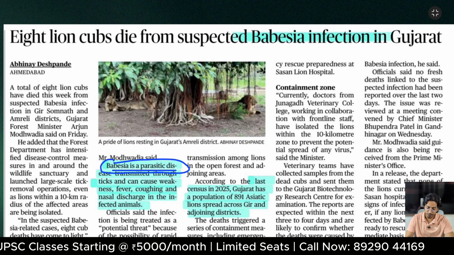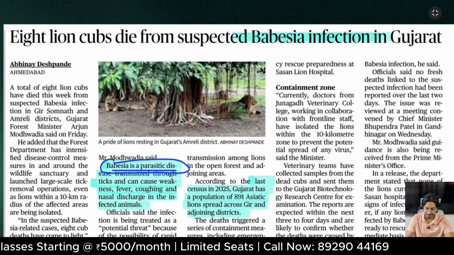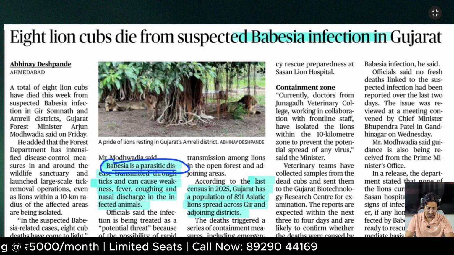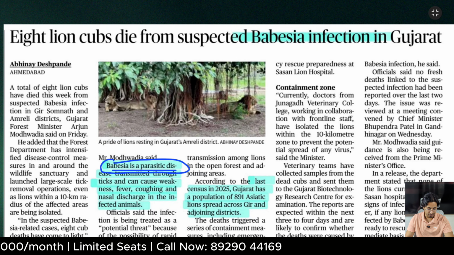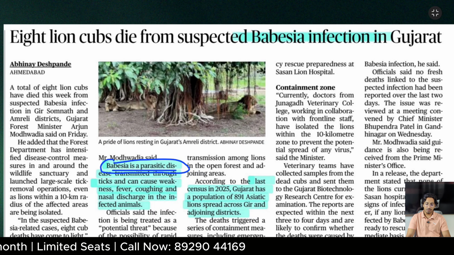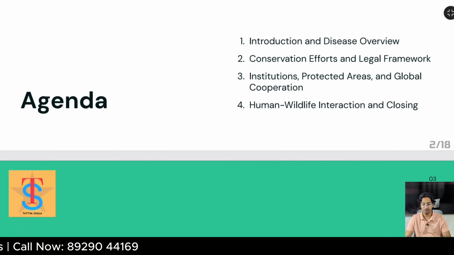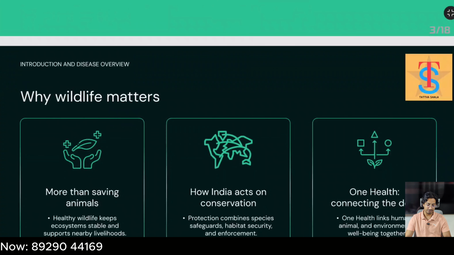According to the last census in 2025, Gujarat has a population of 891 Asiatic lions spread across Gir and adjoining districts. Now let's see in detail what all we are going to study. Our agenda is introduction and disease overview, conservation effort and legal framework, institutions, protected areas and global cooperation, human-wildlife interaction and closing.